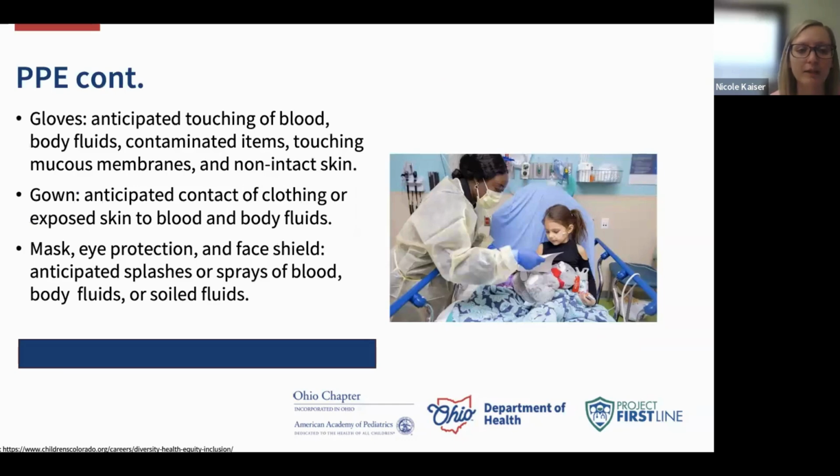So PPE consists of many different components, such as gloves, anytime we might be touching any blood or bodily fluids or contaminated surfaces. Gowns, anytime we think that we might have any contact with our clothing or our exposed skin to any blood or bodily fluids as well. And then mask, eye, or face shield protection whenever we're concerned that there could potentially be any splashes or sprays of any of those fluids as well.